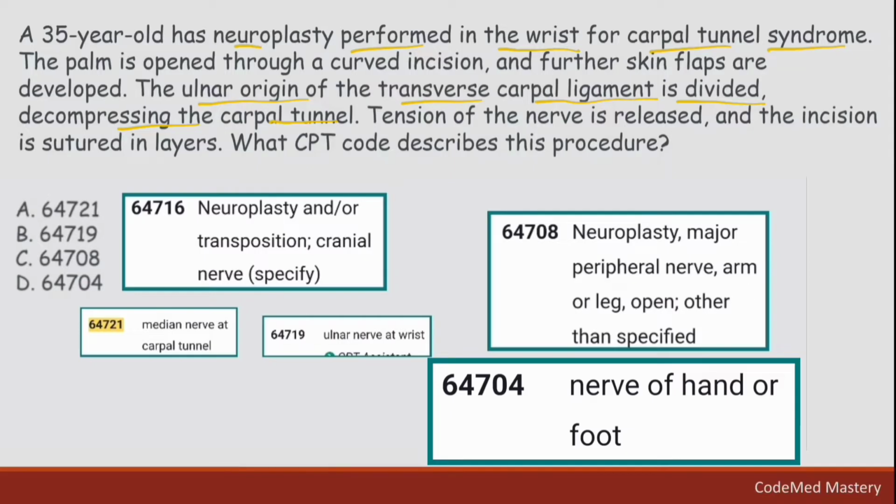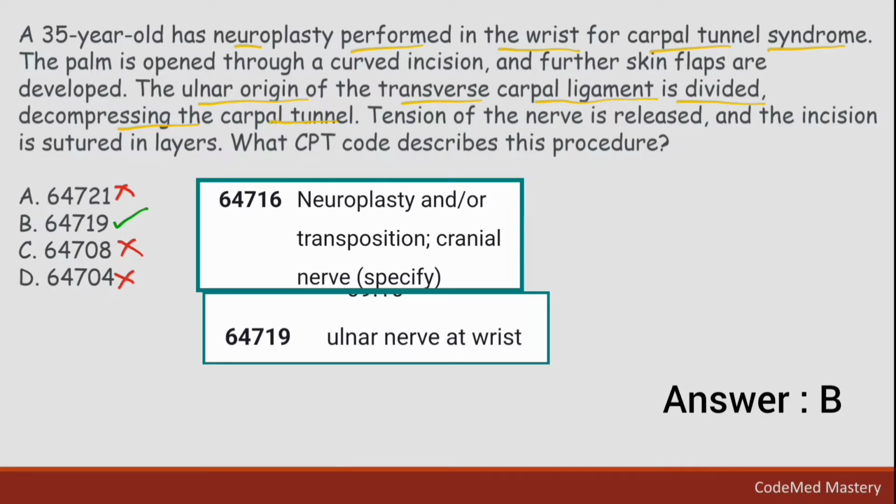We'll eliminate other options. Option A will be eliminated because that is for median nerve at carpal tunnel. In the scenario, they have not mentioned median nerve. So eliminate option A. And option C, 64708 will be eliminated because that is for neuroplasty, major peripheral nerve, arm or leg open other than specified. So that is not matching with the scenario. In the scenario, they have given neuroplasty performed in the wrist and there is ulnar nerve involved. So we'll eliminate option C. And option D, 64704 is for neuroplasty, nerve of hand or foot. But in the scenario, they have mentioned neuroplasty performed in the wrist. So we cannot code for nerve of hand or foot. That is 64704. So eliminate option D.